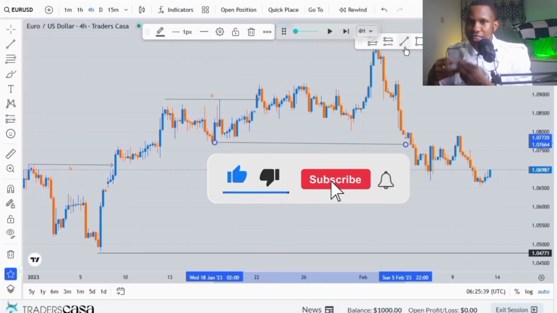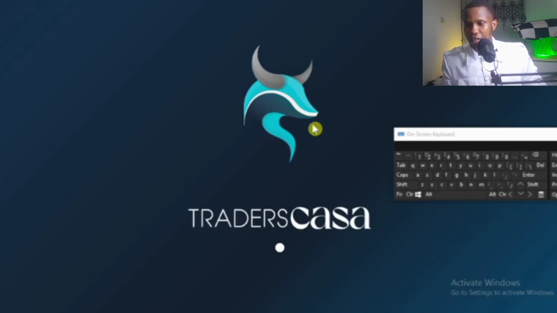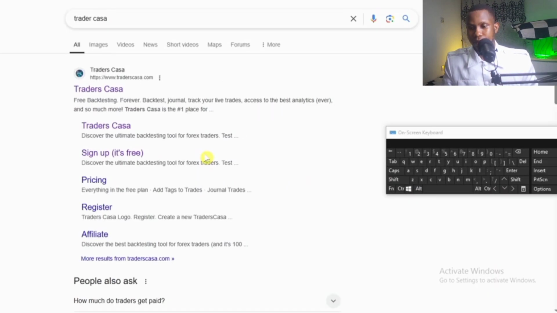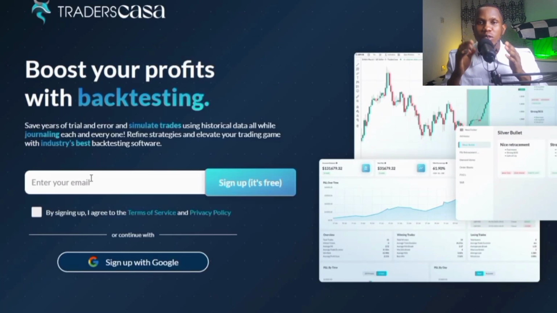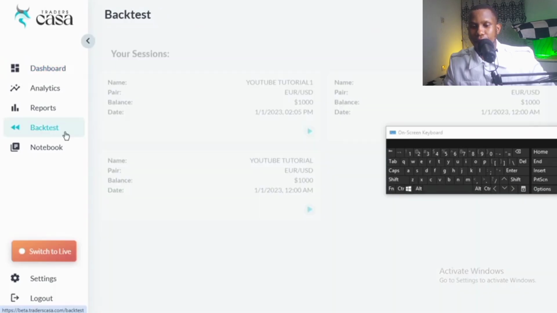So let's start with the backtesting tool. The platform is called tradacasa. So you go to Google, you type tradacasa. It is this first one here. You have to actually sign up. It doesn't take you more than 30 seconds to do that by clicking this sign up option right here, and click on backtest here now.